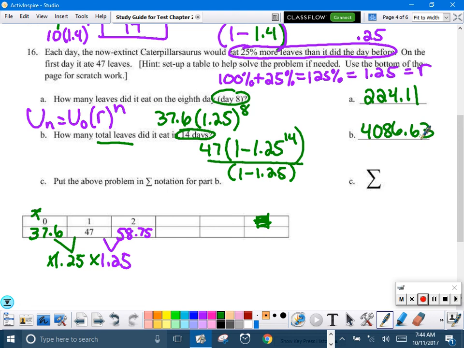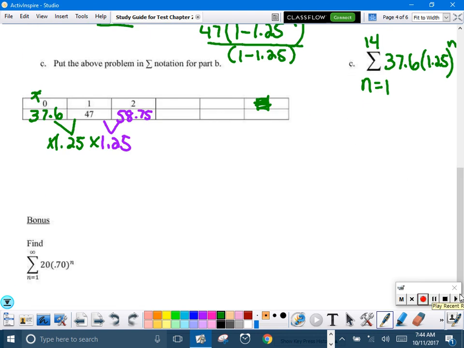And then the notation, n equals 1 on the bottom, 14 on the top, because that's how many days we added together. And then we already figured out the rule. Okay, the rule would be 37.6, because that's the u sub 0. Look at part A. Then the rate is 1.25. And then the exponent n, that's representing each day. So we put an n there. All right.